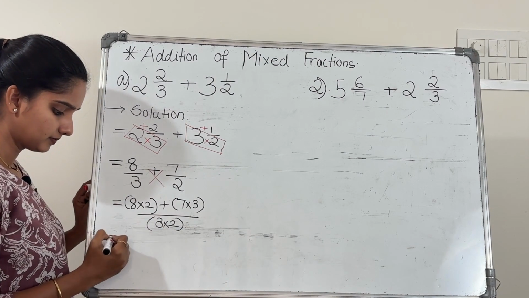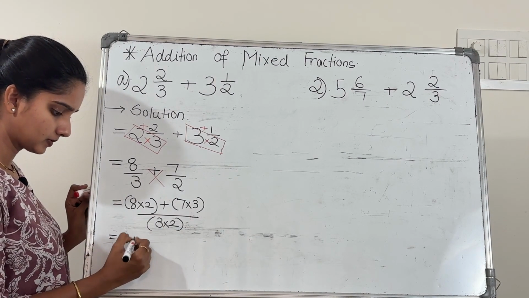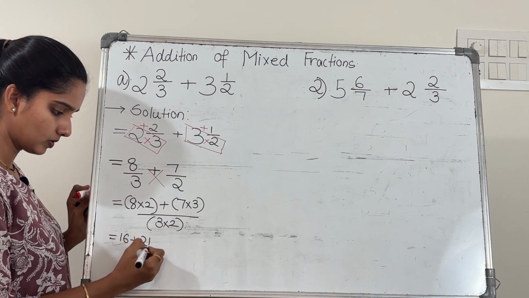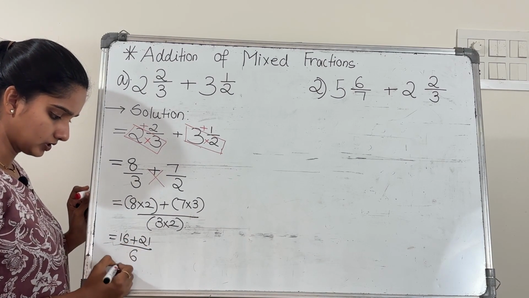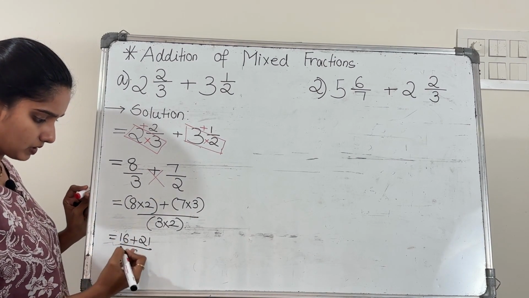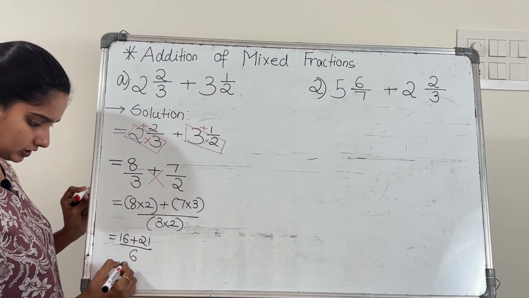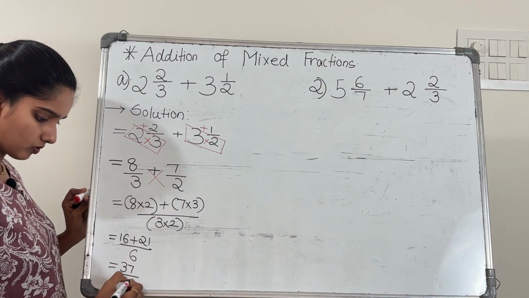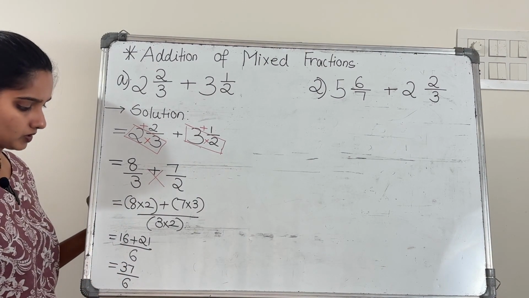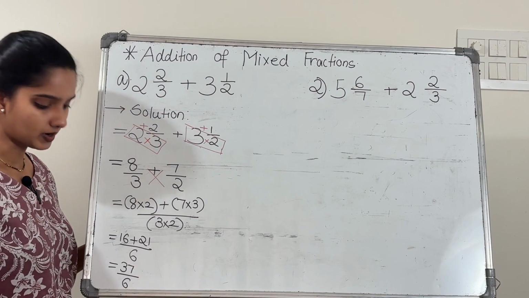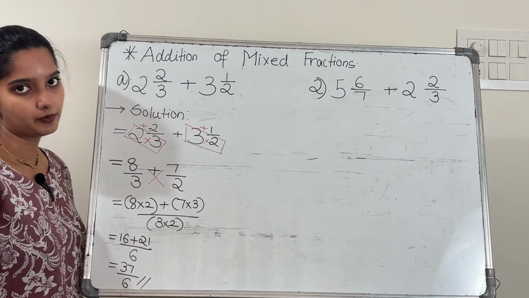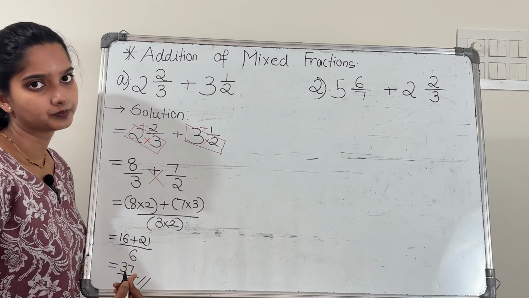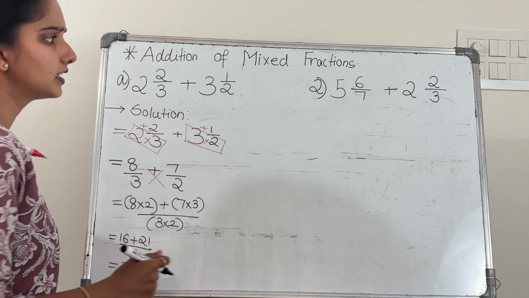Okay, so now let's see, 8 2s are 16 plus 3 7s are 21 upon 3 2s are 6. So if I add, what am I going to get? 16 plus 21 is 37 upon 6. Okay, so 37 and 6 does not come in one table, so 37 upon 6 is my answer. Okay, so similarly there is one more problem.